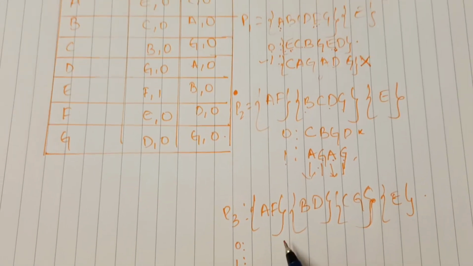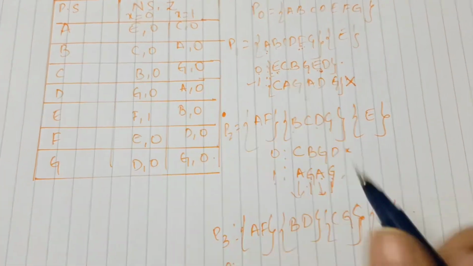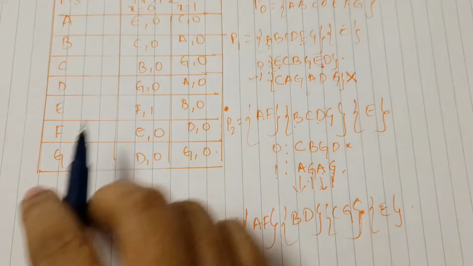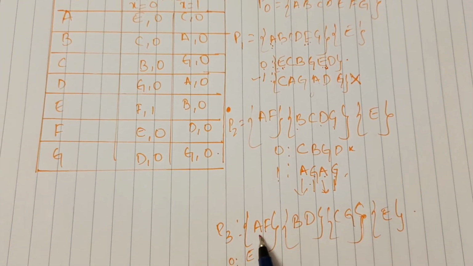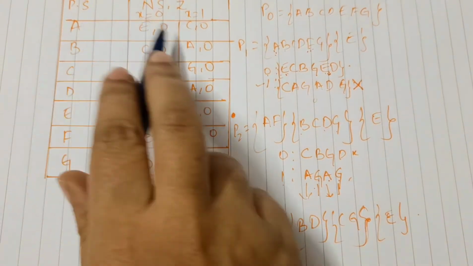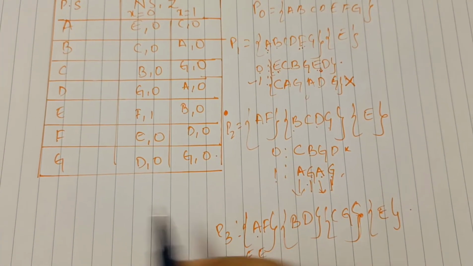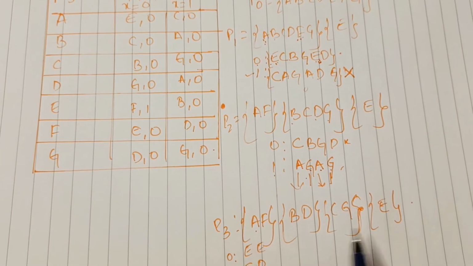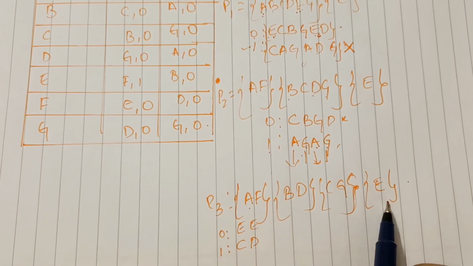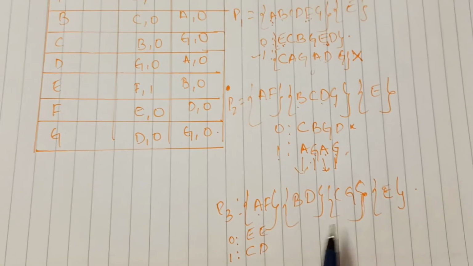Okay. So for the 0 condition, A became E, F became E. For the 1 condition, A became C, F became D. Now see, E is in one block. Okay, it is in one block. Nothing to change.